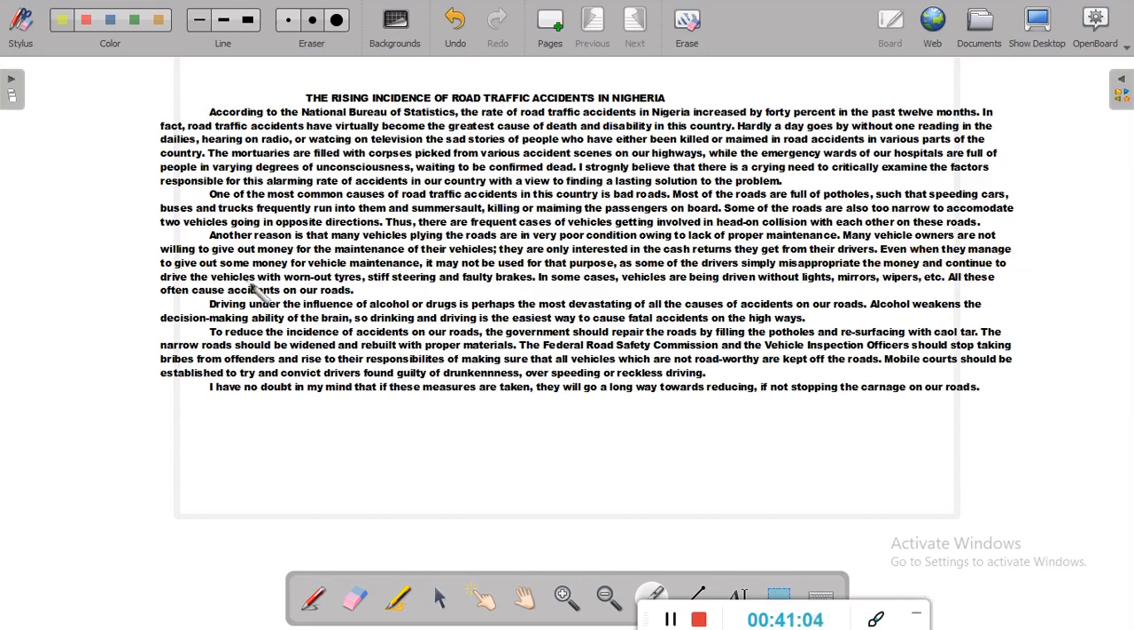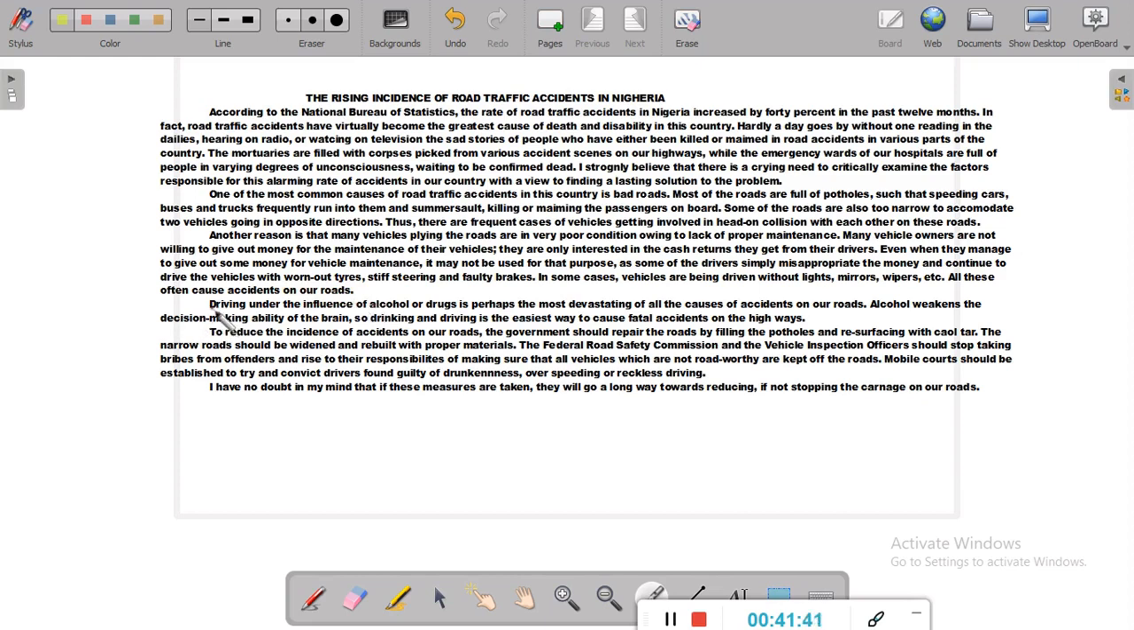Even when they manage to give out some money for vehicle maintenance, it may not be used for that purpose, as some of the drivers themselves simply misappropriate the money and continue to drive the vehicles with worn-out tires, stiff steering, and faulty brakes. In some cases, the vehicles are being driven without lights, mirrors, wipers, etc. All these often cause accidents on our roads.